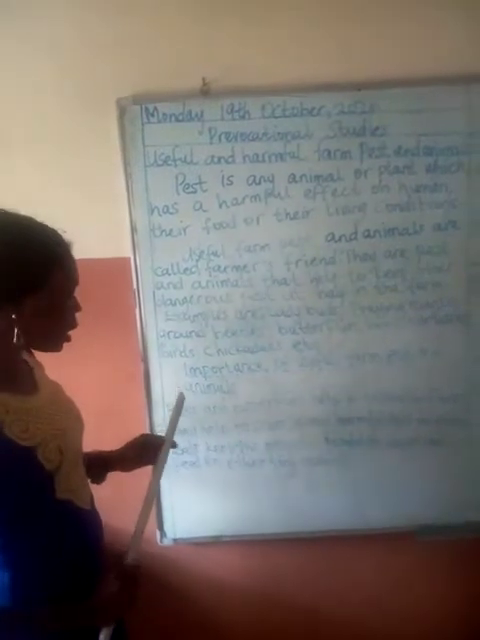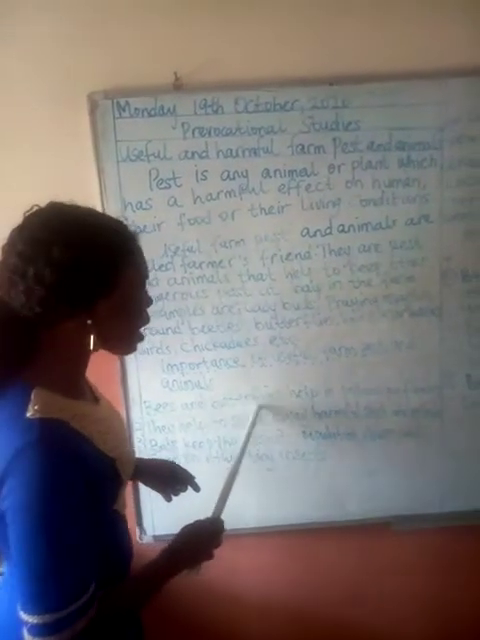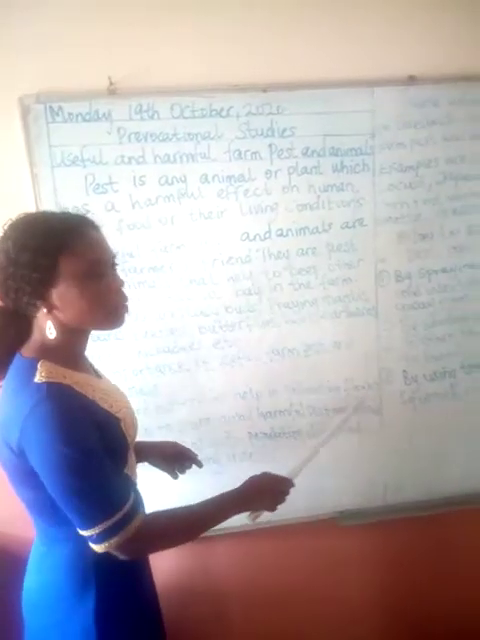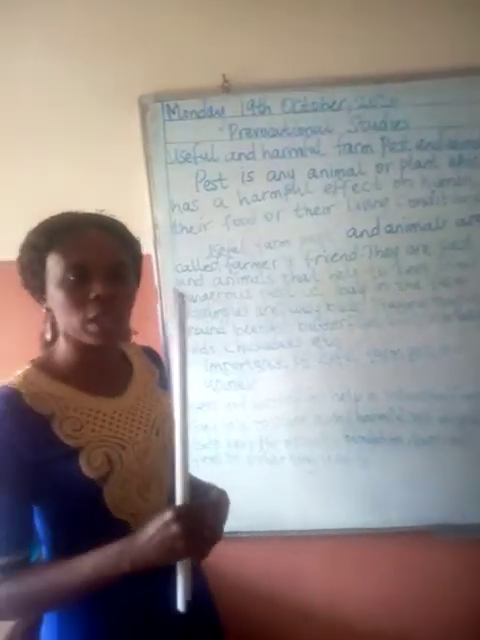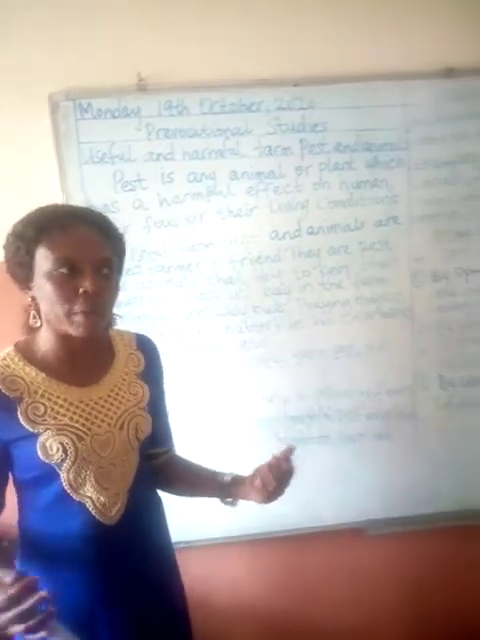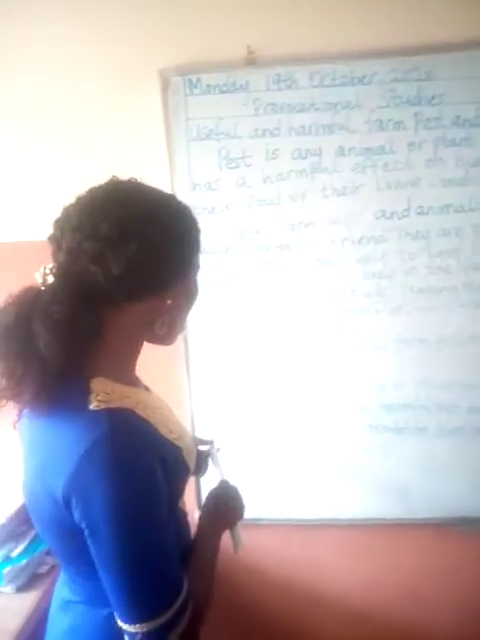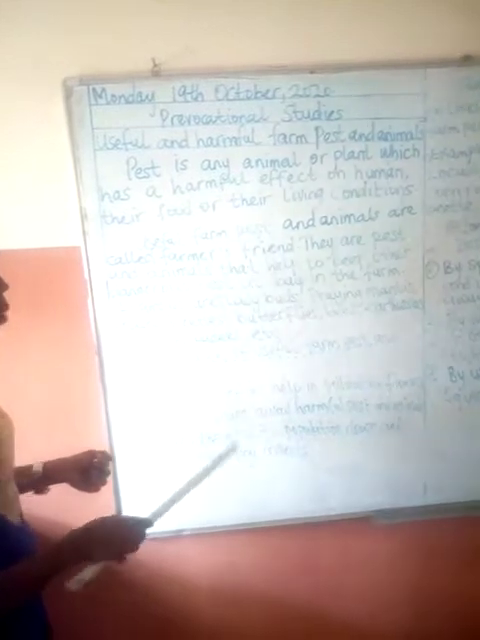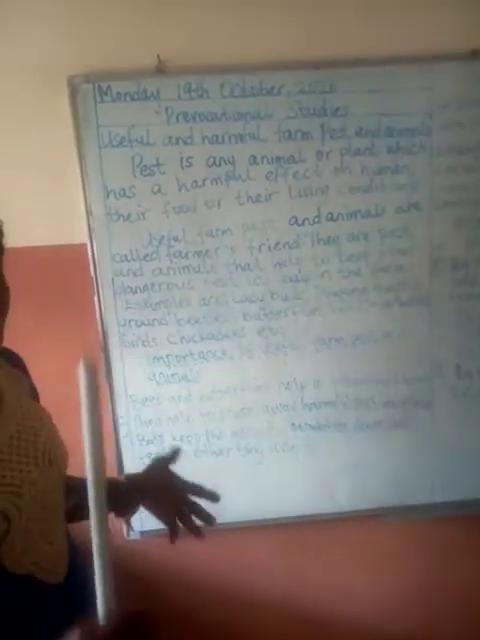The first one is bees and butterflies help in pollinating flowers. They help in pollinating flowers, thereby making the flowers to grow very well. Now the second one is they help to scare away harmful pests and animals.